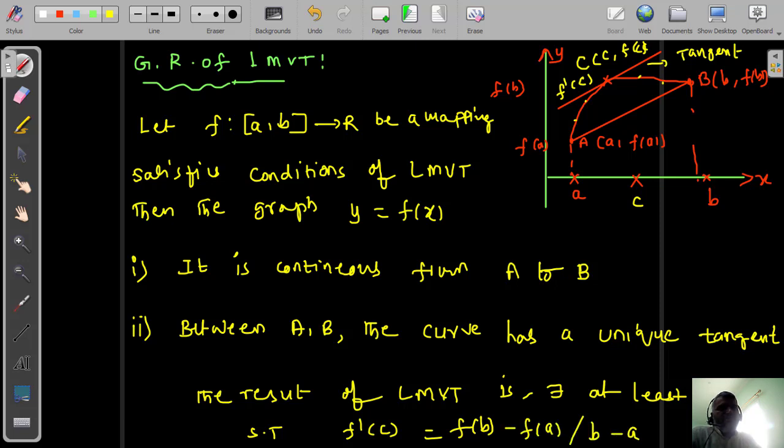If you compare the left side and the right side, the left side is the slope of a tangent line at point c, and the right side is the slope of the chord AB. When two points are given, we know the rule very well: y2 minus y1 by x2 minus x1, the difference between y coordinates by the difference between x coordinates. The slopes are equal.